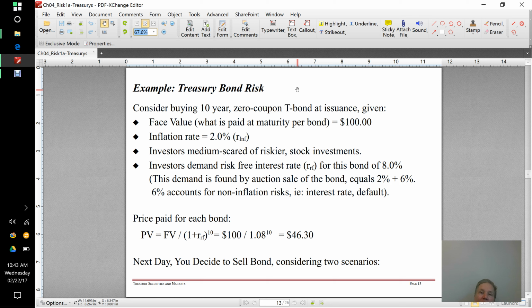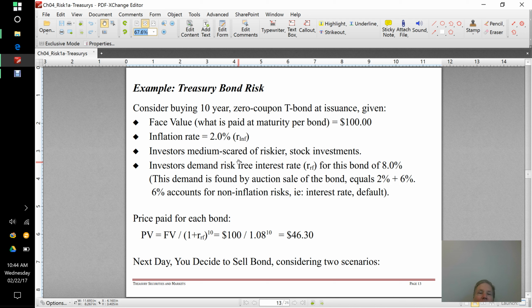And right now, let's say the inflation rate is 2%, which we will start calling out in equations as RINF, short for R inflation. And let's say right now investors are sort of medium scared, medium concerned about riskier stock investments. Remember, Treasury is definitely, there is some risk, but they're considered to be the least risky of all investments in the universe. So investors are medium scared. Trump new president, he might go off do something half-cocked, but not super scared. We're not in a crisis right now.